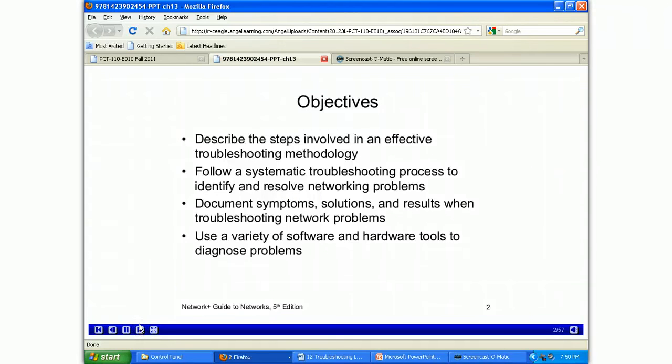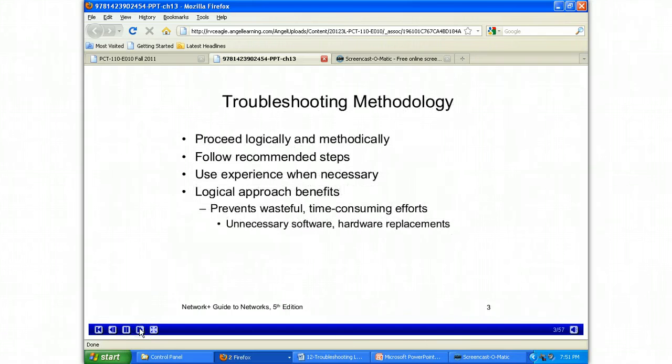The objective of this is looking at different methodologies to troubleshoot any network problem. You'll notice on your piece of paper, number 1 in front of you, has some steps. The first step on any network problem that comes your way is you need to identify the problem, and we're going to look at that in just a second. So we'll look at some steps here: follow a systematic troubleshooting process, document them, and then finally some software that's used to diagnose these problems.